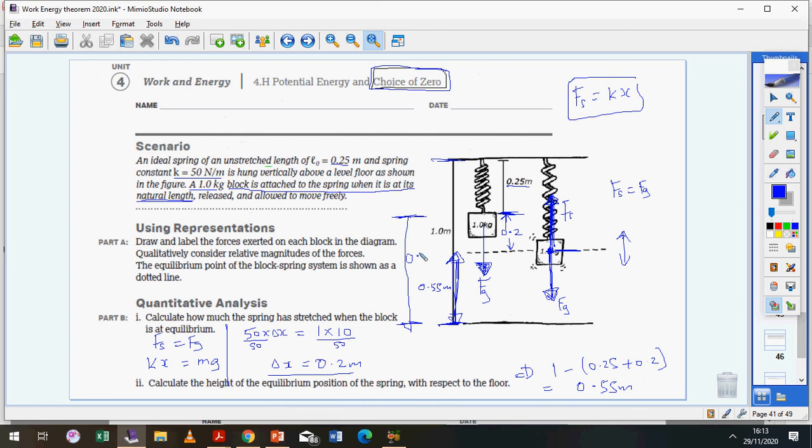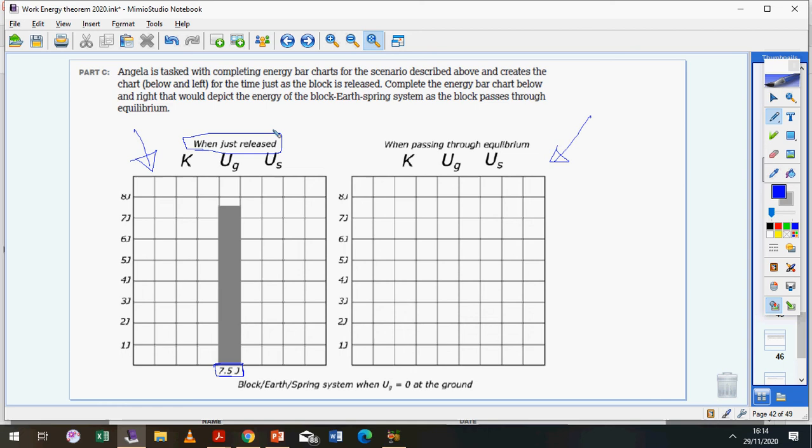And since the ground is my reference for calculating potential energy, its potential energy just when it's released will be mass times gravity times height. So the mass is 1, the gravity I'm using 10, and the height is 0.75. So I hope you can see that the potential energy is 7.5 joules, and that's what this graph shows. Just before it's released, its potential energy is 7.5 joules, and it doesn't have any other form of energy, so elastic potential energy is 0, and kinetic energy is also 0.